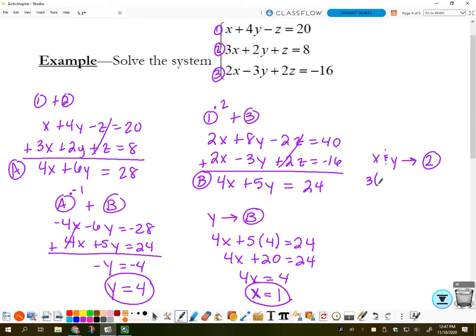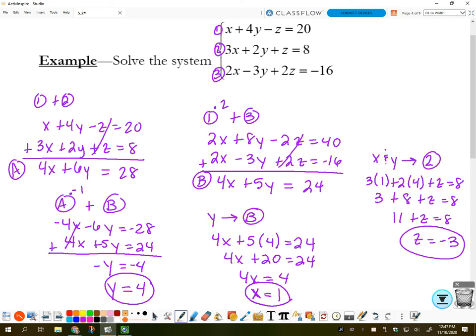So we're going to do 3 times 1 plus 2 times 4 plus z equals 8. So 3 plus 8 plus z equals 8. 8, 9, 10, 11 plus z equals 8. Subtract 11, so z is, what is that, negative 3? Alright, so we now know all 3 things. So the answer is an ordered triple, and you put them in alphabetical order, x, y, z. So ultimately, that is our answer.